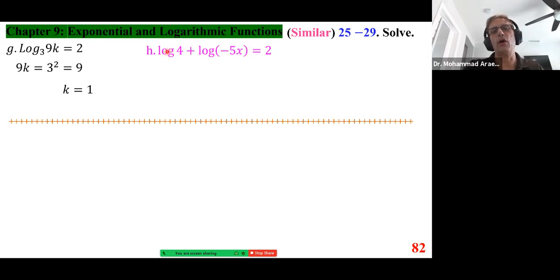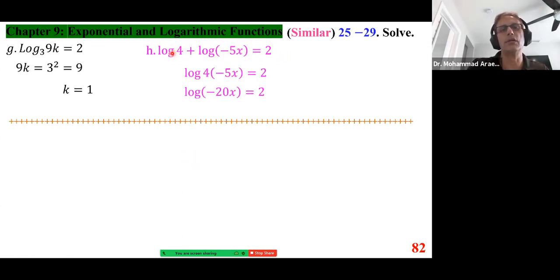Anytime you have a bunch of logs and a number on the other side, put the two together. So I hope you realize you have to multiply 4 by negative 5x, you get log of negative 20x. So the left side, you combine them into a single log, and now you do the definition. There is no base, so 10 to the power of 2, which is 100. You know this is 100. 100 divided by negative 20, it's negative 5.